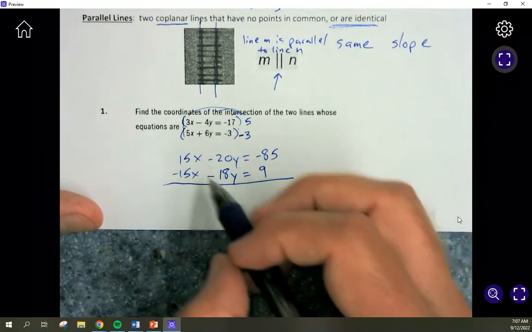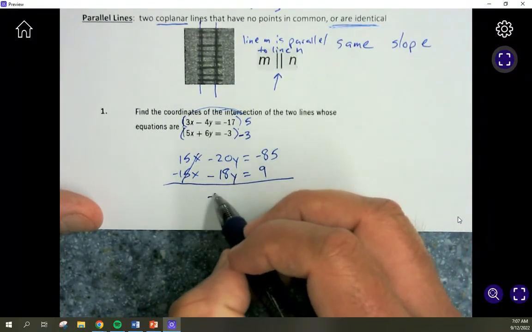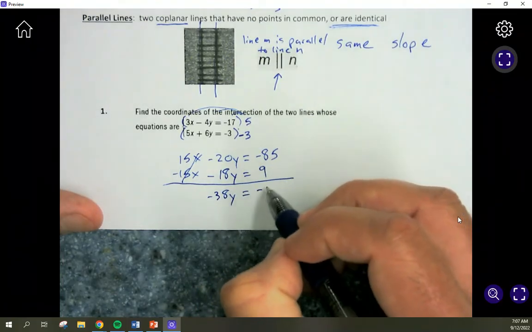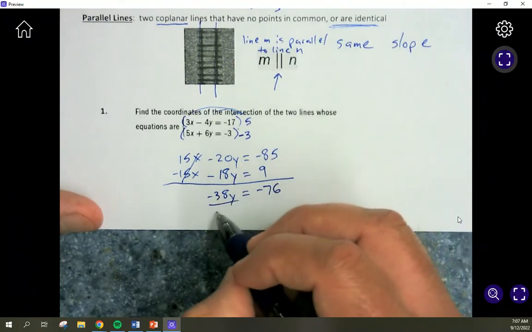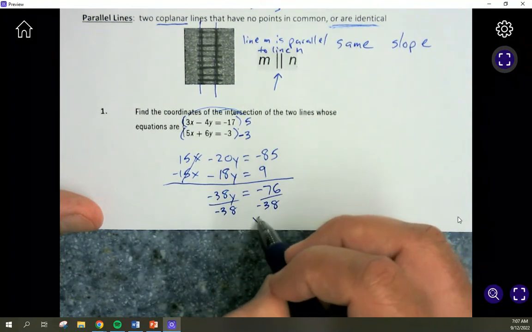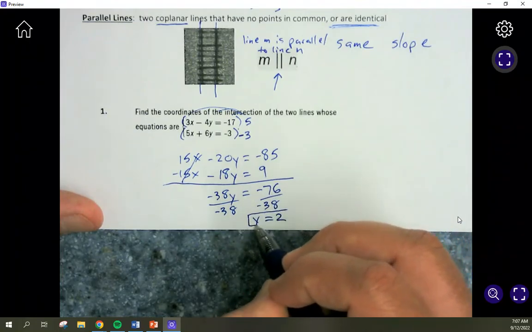Now I can combine these. Be careful with your negatives. That's -38y. Combine, that's -76. You would divide by -38. And y equals negative, and a negative is a positive, +2.